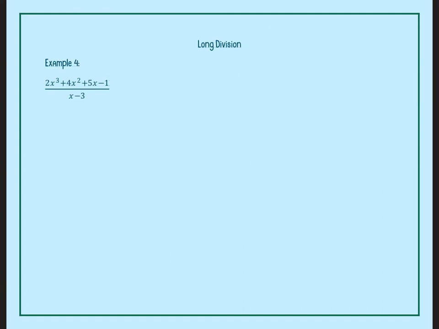Okay, our last question of the day. Again, we begin by looking if we have any missing terms. X cubed, x squared, x, and a constant. We have no missing terms. So go ahead and try this problem by long division. What is the first answer you get? What is the first part of your answer? I want you to think about that.